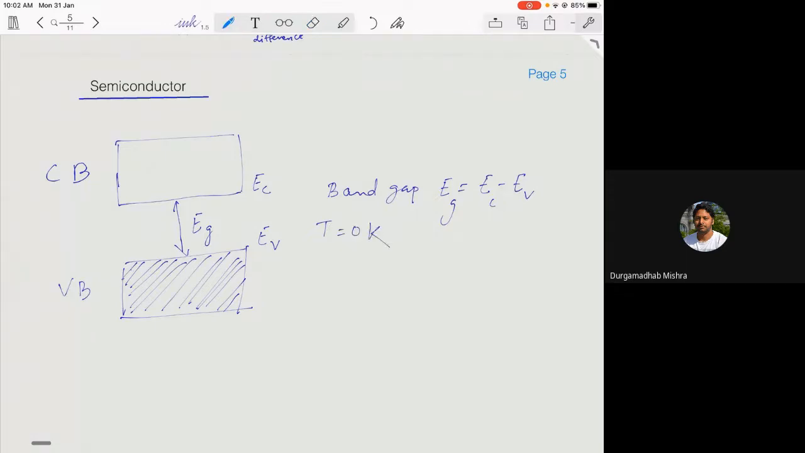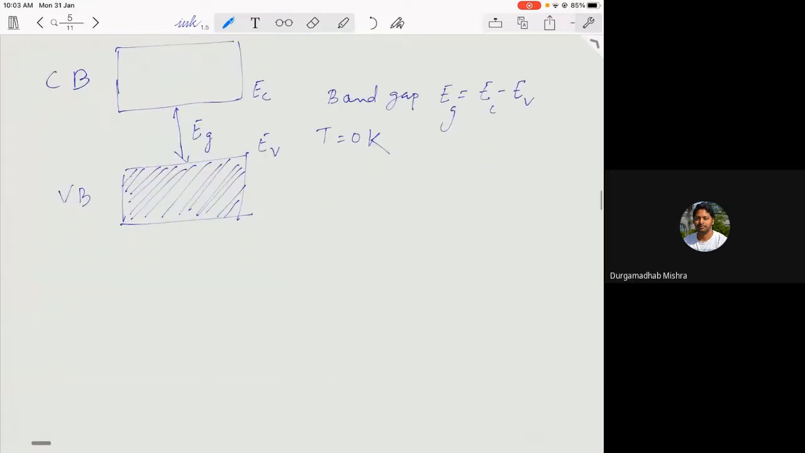But if you increase the temperature, there is lattice vibration, and due to the lattice vibration it is possible that some of the bonds can break, and that will lead to a thermal excitation of electrons. So if you have electrons here, these electrons can go to the conduction band due to the thermal excitation.